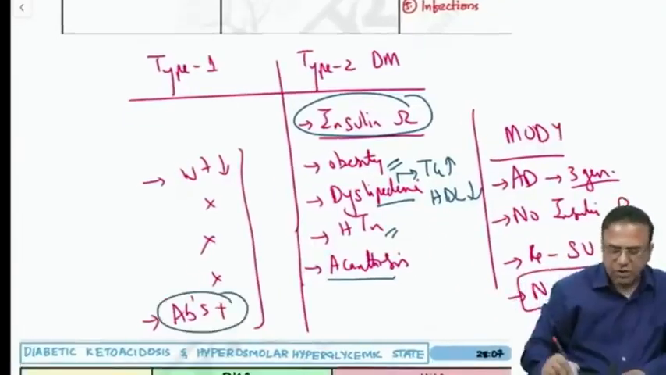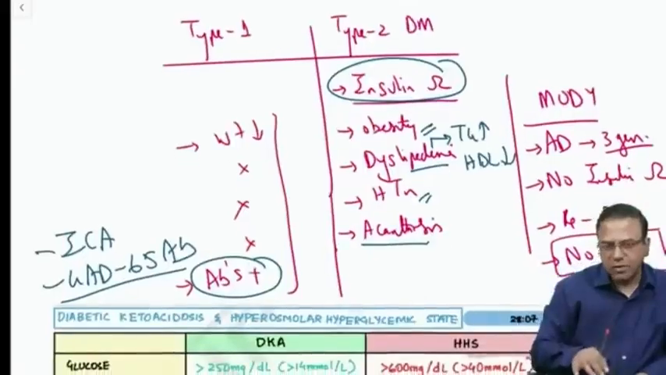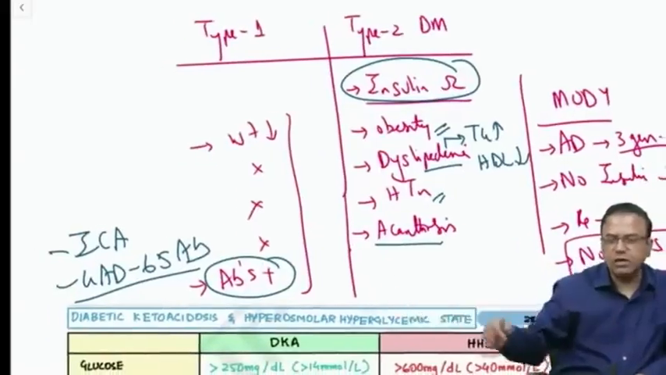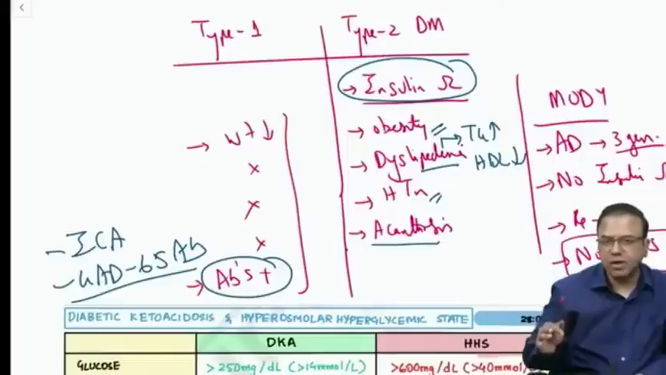If you see antibodies are present, and in that mainly we look for islet cell antibodies and glutamic acid decarboxylase antibodies. If antibodies are present, they have high specificity to tell it is type 1 diabetes. So that is the major way how you differentiate and tell between type 1 and type 2.